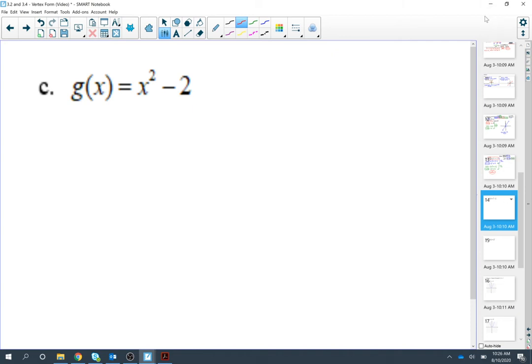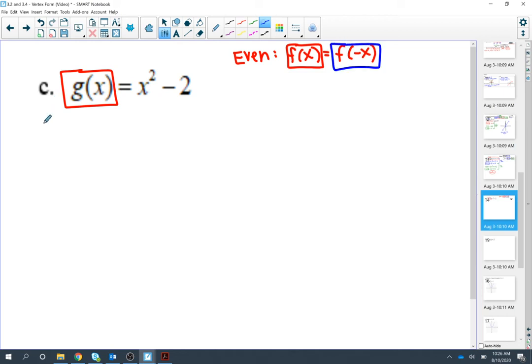Next one, g of x equals x squared minus 2. So I'm going to move a little bit faster. If we're trying to figure out if this is even, f of x has to equal f of negative x. So f of x is right here, which in this case is g of x. We need to find f of negative x. So g of negative x, substitute in negative x squared minus 2.